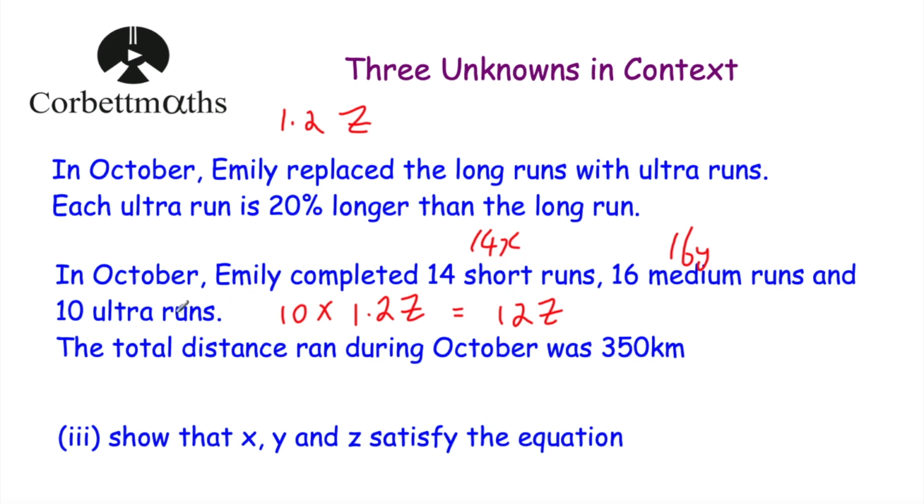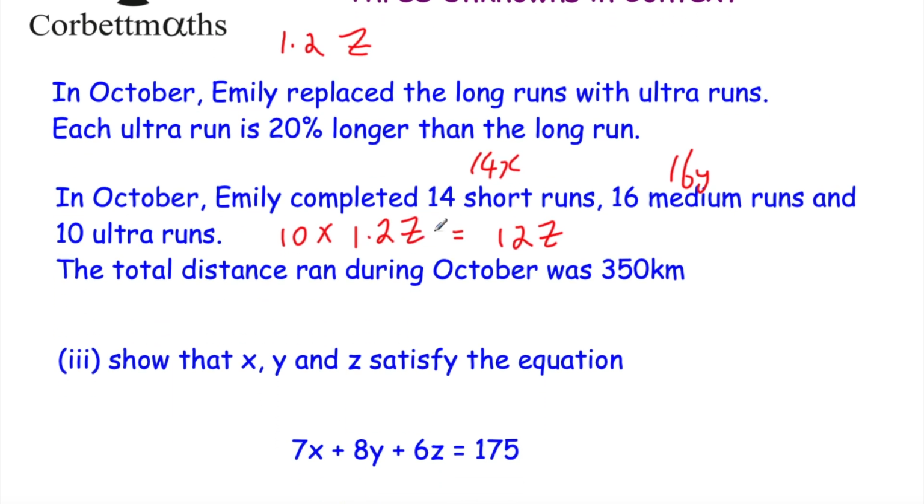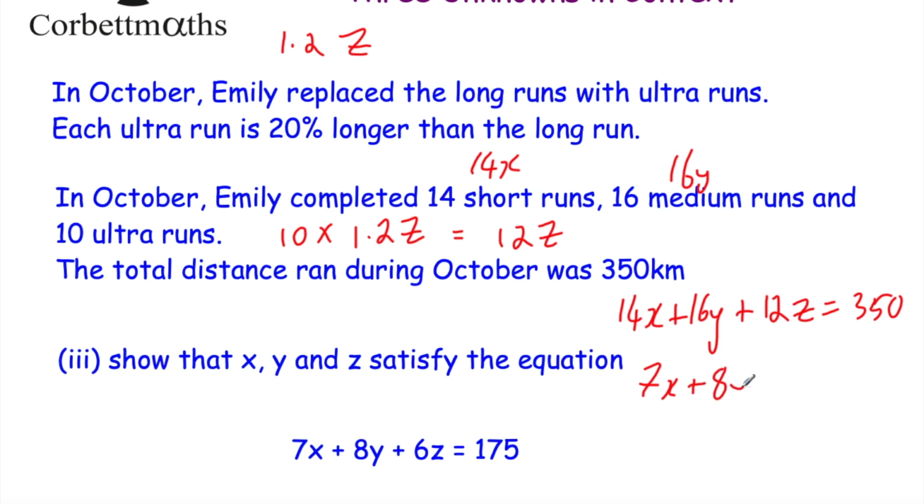Or another way you could have thought about it was that if it was 10 long runs, it'd be 10z. But that means that 10 ultra runs would be 20% longer, and if you increase 10z by 20%, that would be 12z. So that's another way to consider it. So that's fantastic. So we can now create an equation. We know that 14x plus 16y plus 12z is equal to 350. And then if we divide everything by 2, we get 7x plus 8y plus 6z is equal to 175. And that's it. That's what we're asked to show.